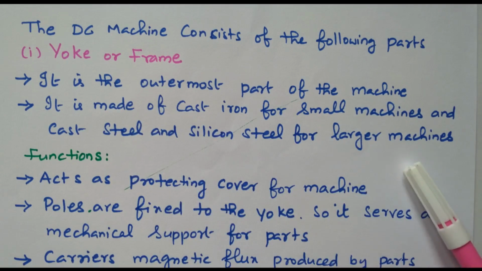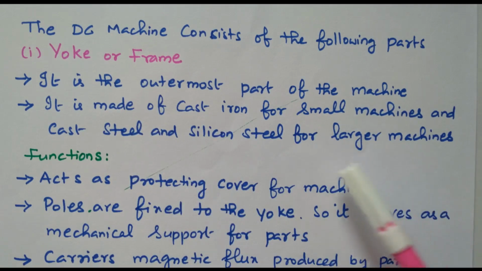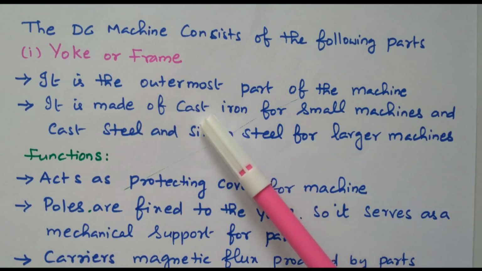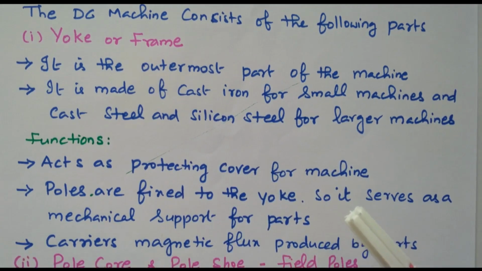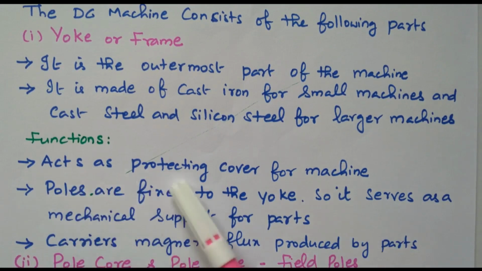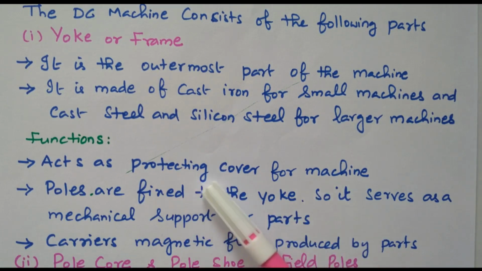So it's the outer cover that will hold the entire part. It is made up of cast iron in case of a small machine, or cast steel or silicon steel in case of a large machine. What is the function of this yoke or frame? It acts as a protecting cover for the machine. It will hold all the material, all the windings, everything, and also give protection. It is fully covered. Poles are fixed to the yoke, so it serves as a mechanical support for the poles.